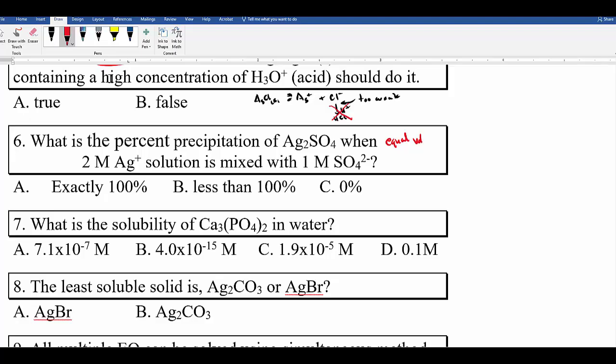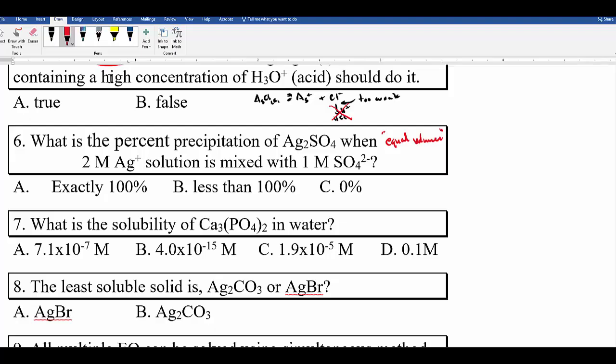If I said equal volumes, then that is a 1-to-2 dilution, because I have 1 part of silver going to 2 parts total, and 1 part of sulfate going to 2 parts total. So it would be 1 molar and half a molar. Or I could say when we have a solution that contains both 2 molar and 1 molar, there's no dilution. The solution already contains that.